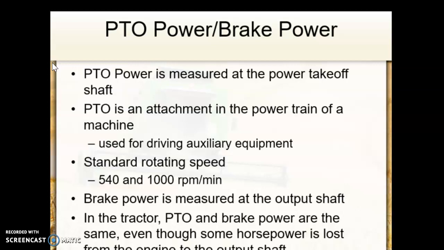Those implements that require PTO power will have a round shaft located at the front of that implement where it hitches to the drawbar, and you take that shaft and you attach it to the power takeoff shaft of the tractor.